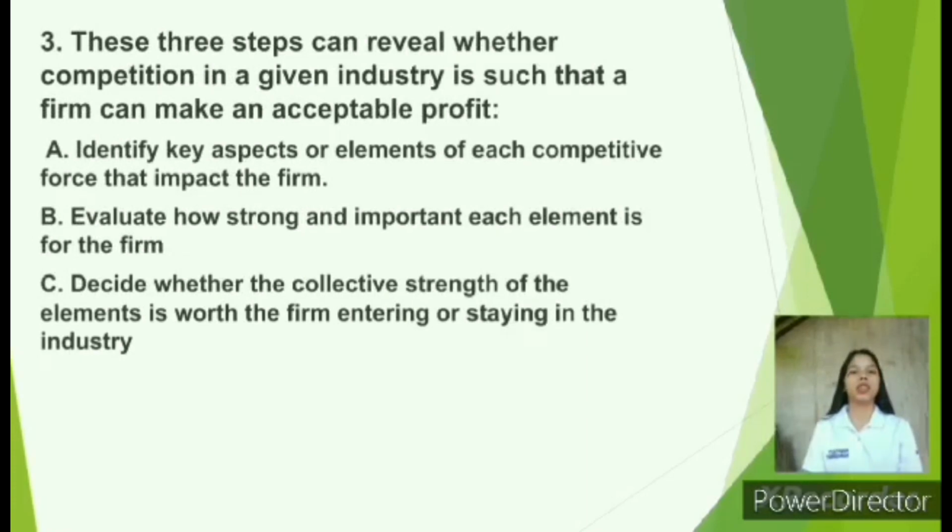Number 3 is these 3 steps can reveal whether competition in a given industry is such that a firm can make an acceptable profit. First is identifying key aspects or elements of each competitive force that impact the firm. Second is evaluate how strong and important each element is for the firm. The last is decide whether the collective strength of the elements is worth the firm entering or staying in the industry.